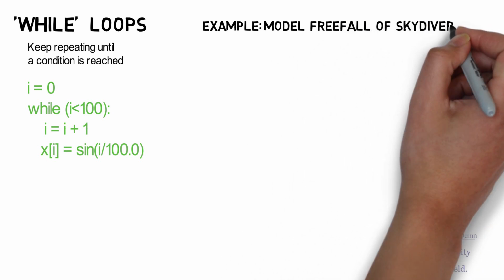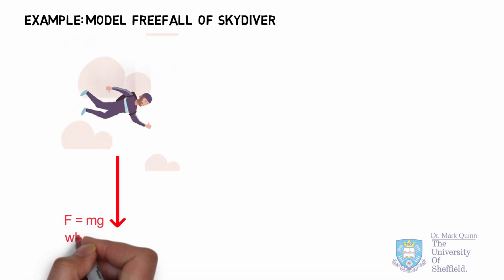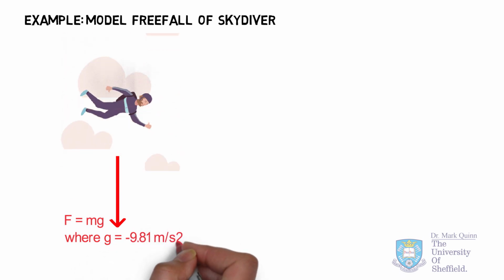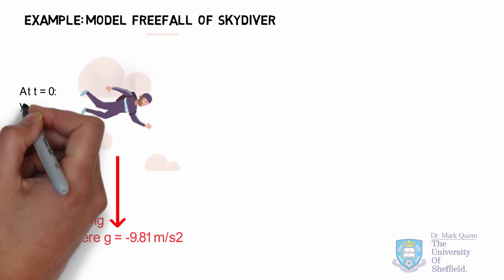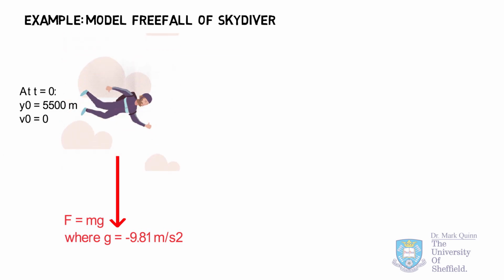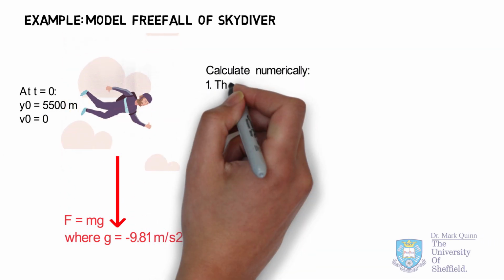Let's look at a more relevant example to physics in the case of modeling the free fall of a skydiver. And in this case we'll have a while loop that will keep calculating the position and speed of the skydiver so long as he doesn't reach the ground. So until the height is equal to 0.